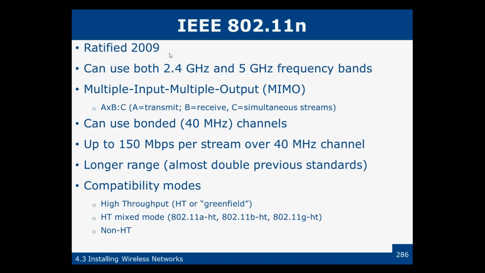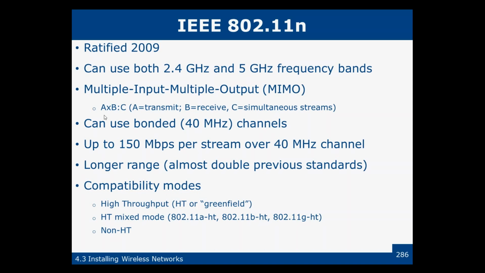The 11N standard was ratified in 2009, and it uses both the 2.4 gig and the 5 gig frequency. If you have one of the higher ends, some of them, and I had one that only operated at 2.4 gig because it was one of the inexpensive ones. It's called a multiple input, multiple output, a MIMO system, which means that we have multiple antennas. Instead of having a single signal, we can have multiple signals going out on this system.